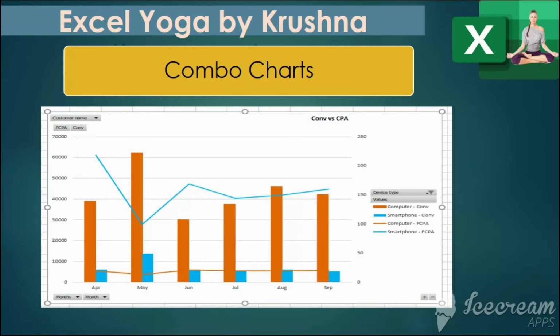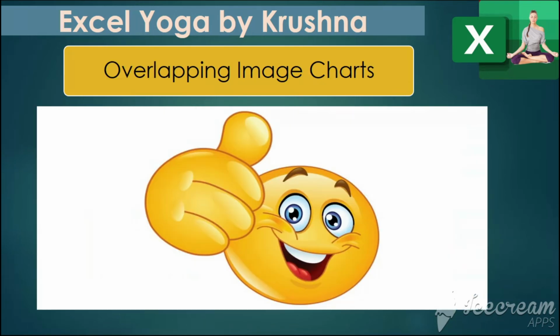Combo charts. In this combo chart type, we can merge two different kinds of charts. Here you can see a line chart is merged with a clustered chart. So in combo we can merge two different types of charts.